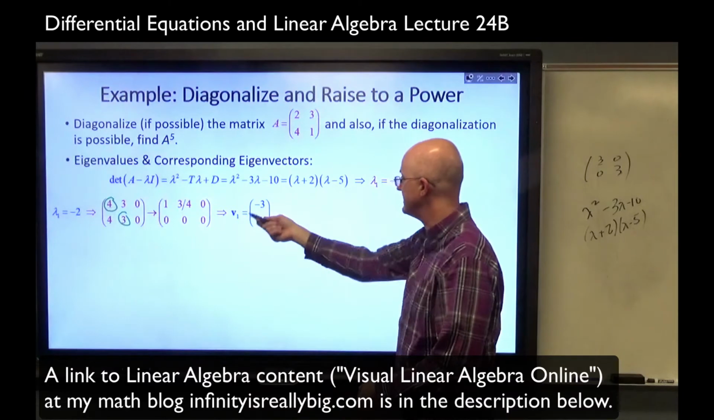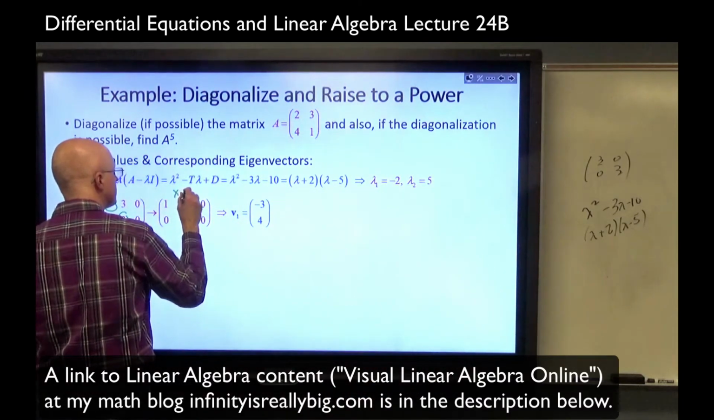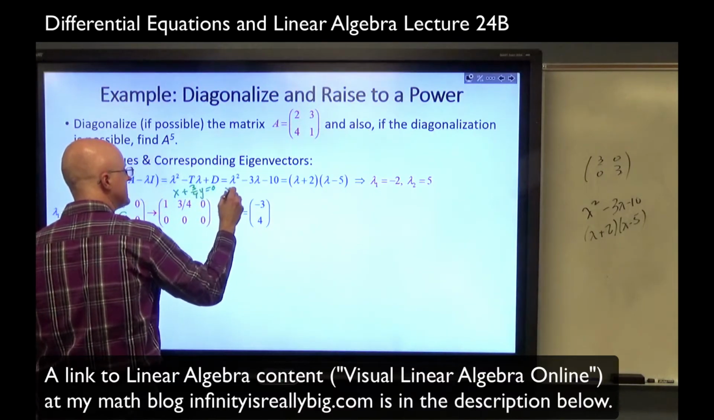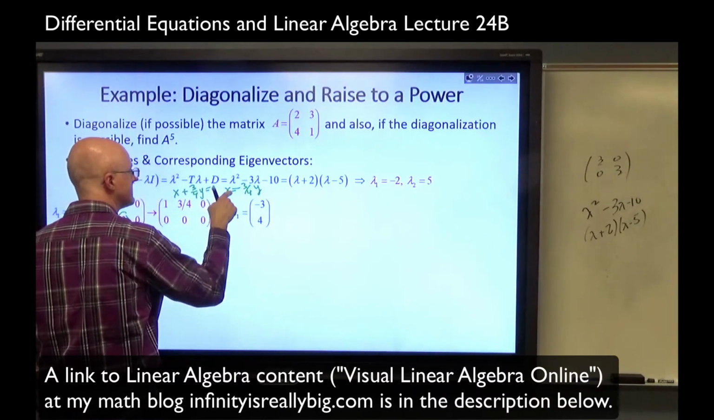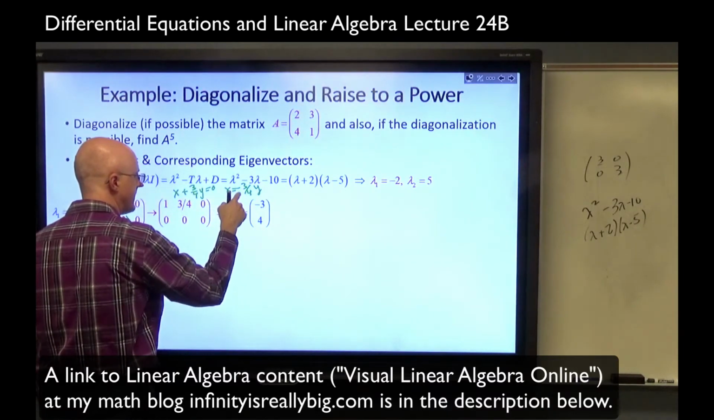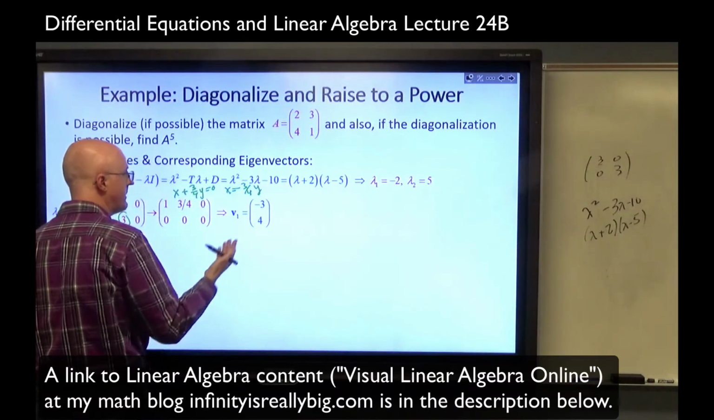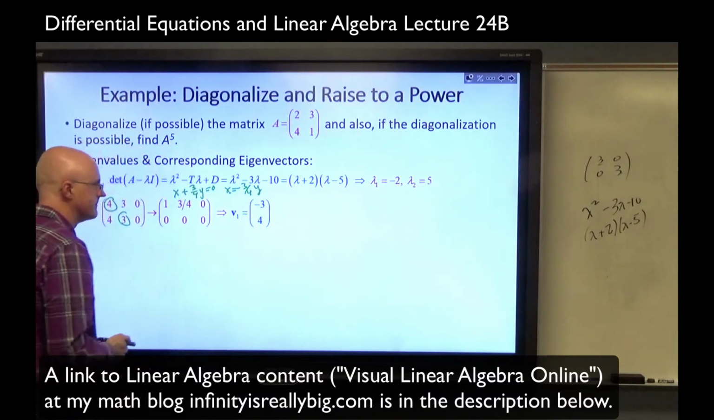Row operations gives you this, which you can think of as x plus 3/4 y equals 0. So x is negative 3/4 y. That's a negative sign in there. X equals negative 3/4 times y. Y is free. If I pick y to be 4, this equation means x is negative 3.